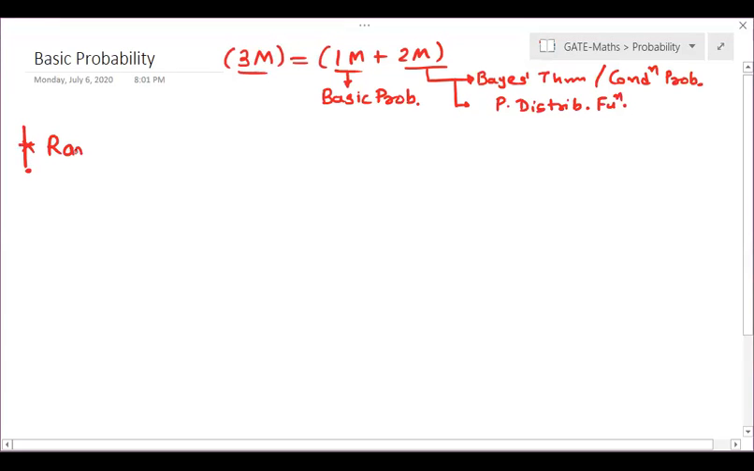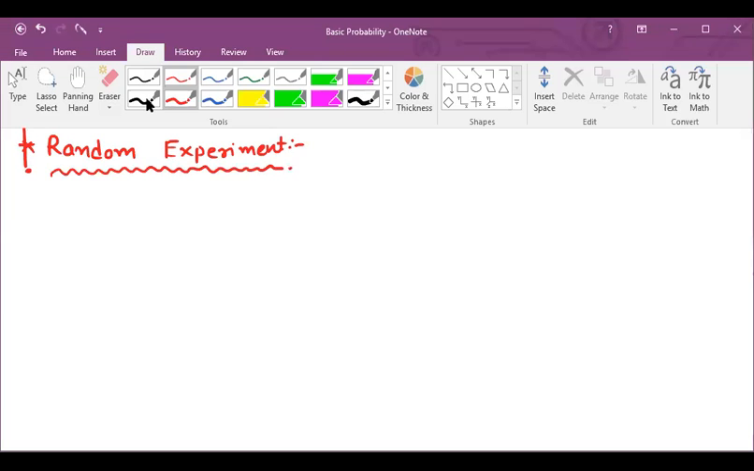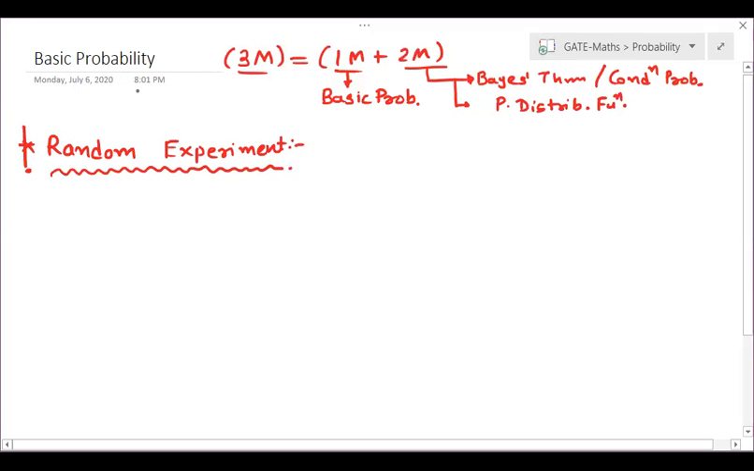The first definition to learn in probability is random experiment. What is the meaning of random experiment? See over here. Unpredictable outcomes of the experiment are known as a random experiment. That means you don't know what this experiment will result in. You cannot predict. Experiments are of two types. One is deterministic, where you know what your answer will be. Random means your answer can be anything.